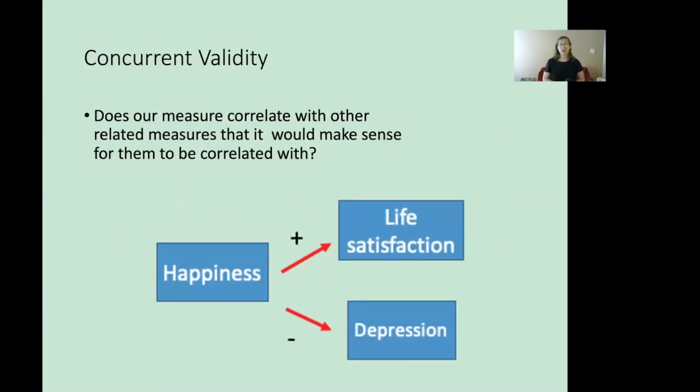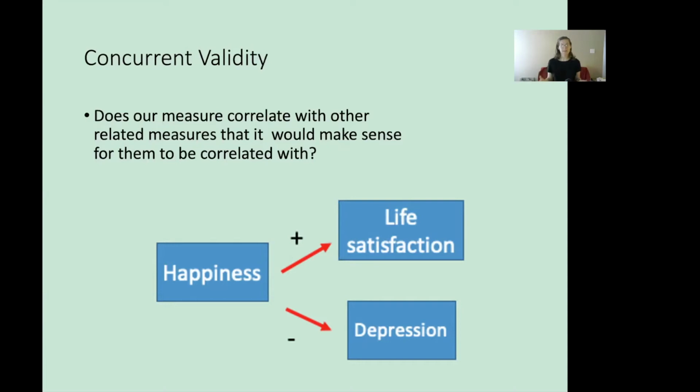We also have what's called concurrent validity, and this means, does the measurement tool that we are using, our questionnaire, our rating form for our raters to look at, whatever it is we're using, correlate with other related measures that would make sense for them to be correlated with?